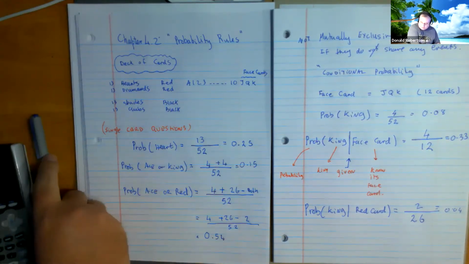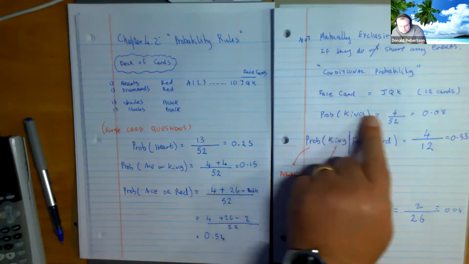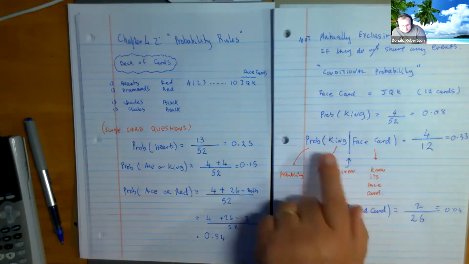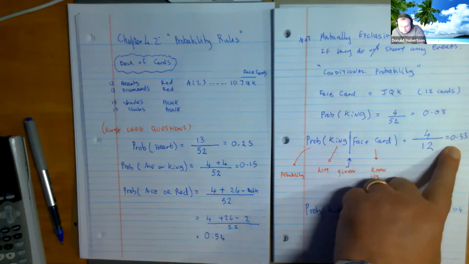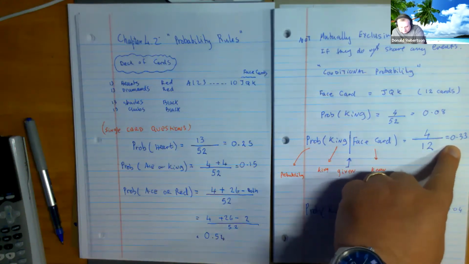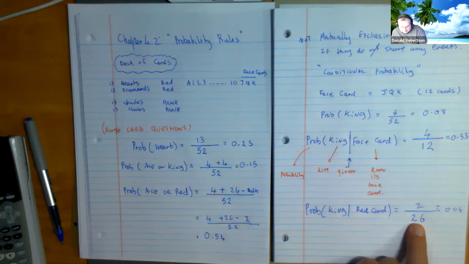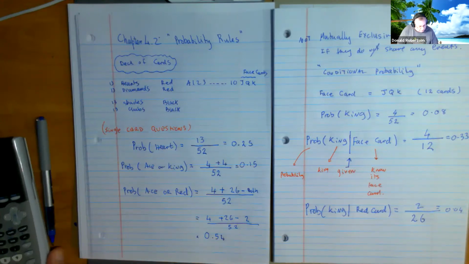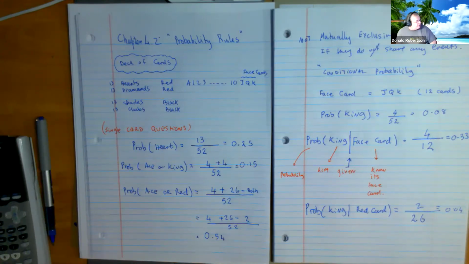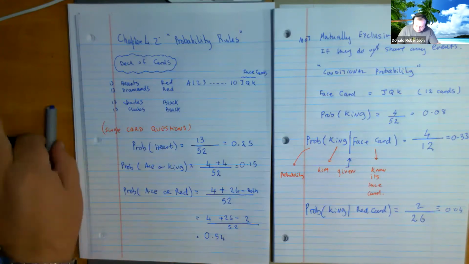Well, let's just look at a king on its own is about 8%. If I tell you it's a face card, your chances have grown to 33%. And if I tell you it's a red card, actually, let me check that. Yeah, it's changed again.